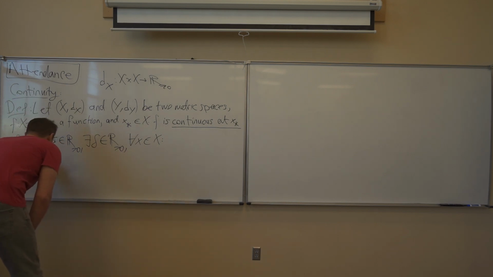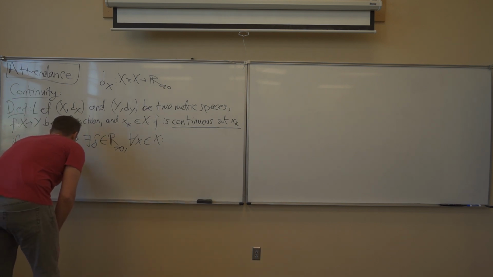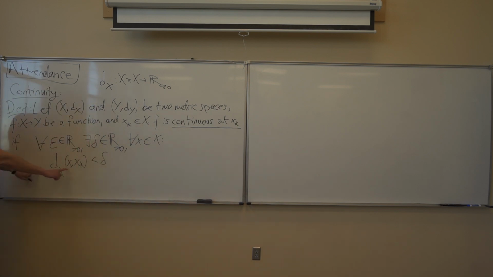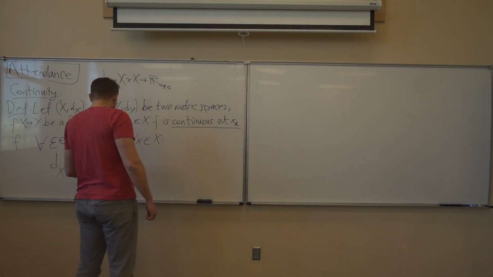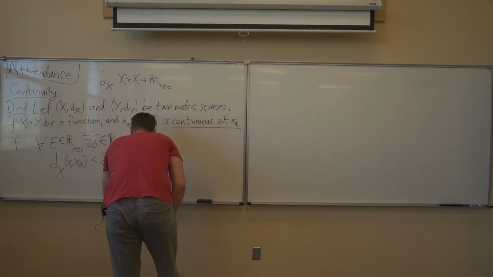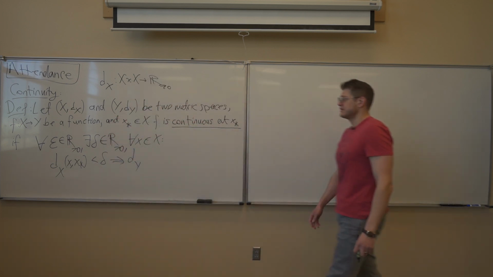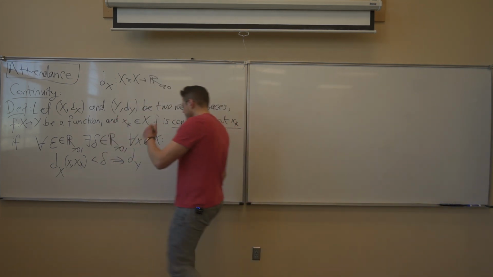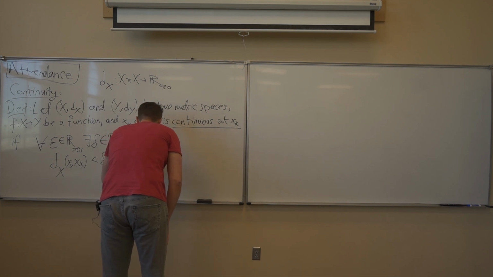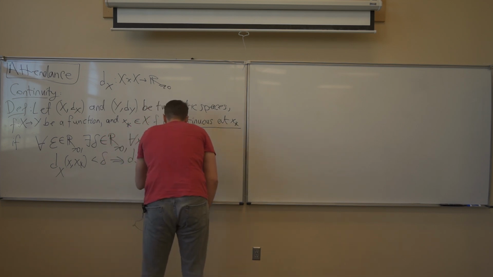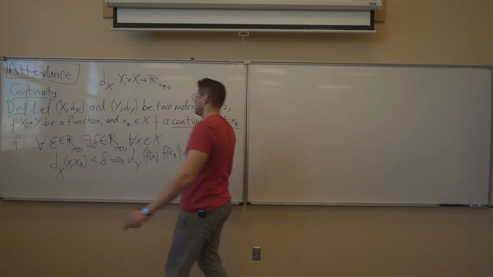So if x is delta close to x star relative to the metric specified on x, then I want this to imply that the images relative to this other metric that is defined on the image or the target, I want their images to be epsilon close. Okay, that's the definition.